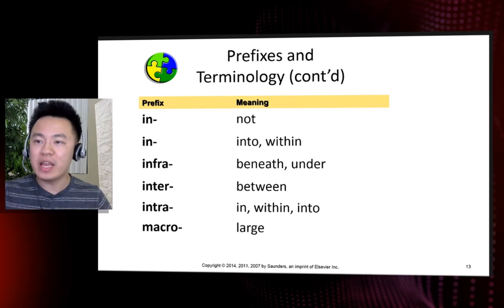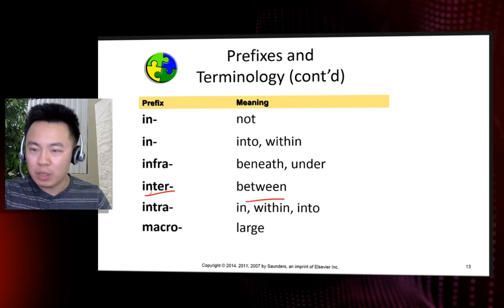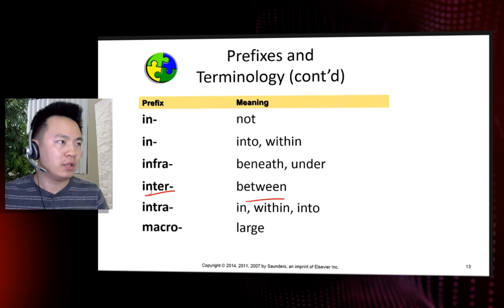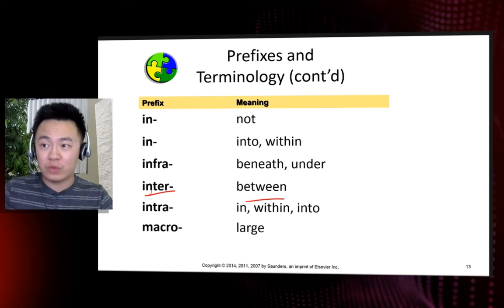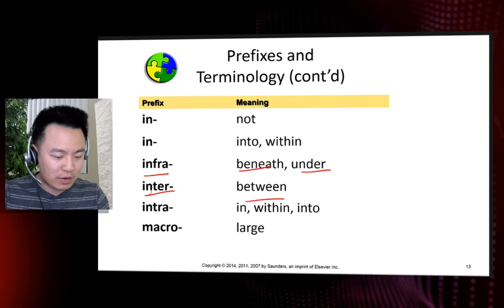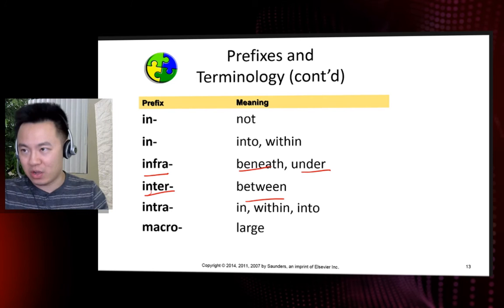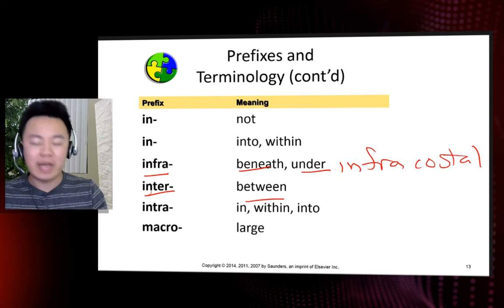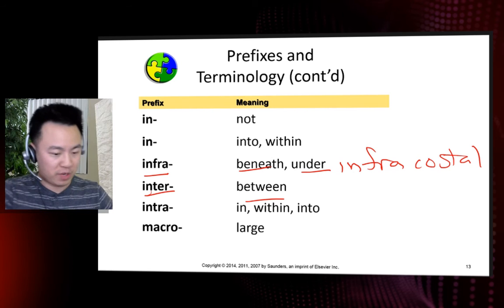Another one here, inter, which means between. For example, international, intercoastal, as we've discussed earlier. How about infra, which means beneath or under? For example, infracoastal. Infracoastal means pertaining to below the ribs or beneath the ribs.